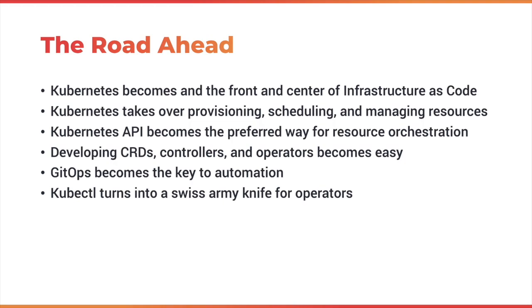Going forward, we are going to see many things coming up. So Kubernetes becomes the front and center of infrastructure as code. The industry has agreed that infrastructure as code is the way to go when it comes to managing and maintaining the desired state of configuration. Now, with Kubernetes becoming the front and center of it, we have much more extensibility and much more control over infrastructure as code. Kubernetes becomes the gateway for provisioning, scheduling, and managing the lifecycle of resources, even if they are not containerized workloads. And Kubernetes API becomes the preferred way for resource orchestration.